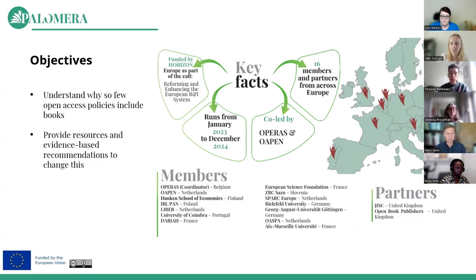It was running for 2 years, beginning in January 2023, with 16 members in the consortium, coordinated jointly by Operas and OAPEN, and with the objective to understand why so few open access policies include books, and also then to, based on that understanding and evidence collection across the landscape, to provide evidence-based recommendations to change this situation. So that's what we set out to do.